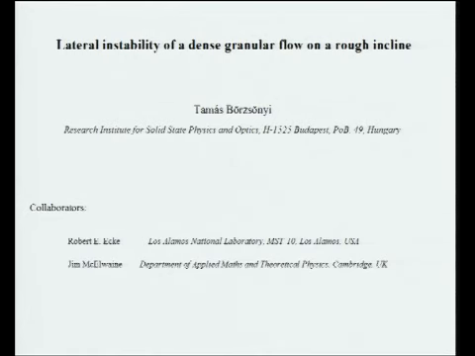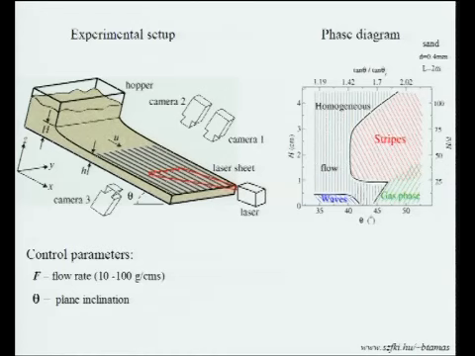I'm going to talk about this stripe structure that develops on a rough inclined plane when a granular material is flowing down. In the first part of my talk, I'm going to talk about experimental results that were partly obtained during my stay as a postdoc in Los Alamos. And then I'll show you results of numerical simulations obtained by Jim McElwain here that nicely match up with the experimental observations. Moreover, they help us to look inside what happens in this instability.